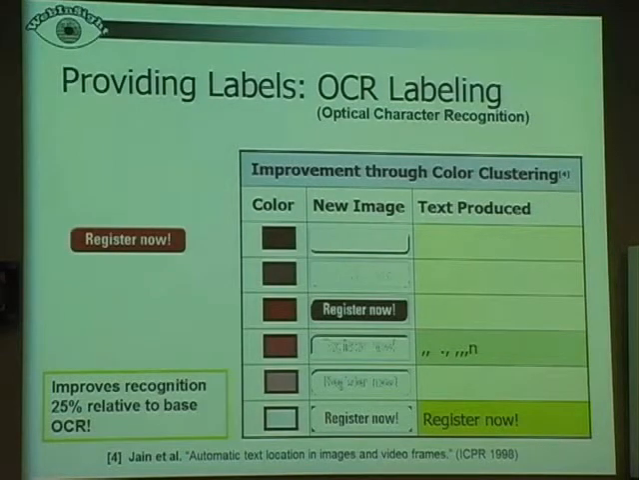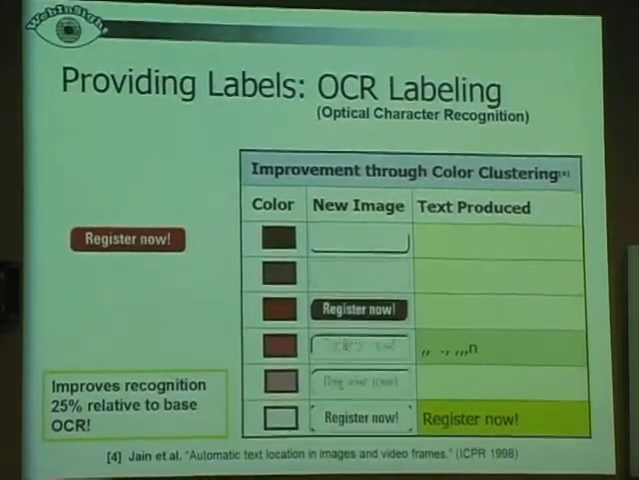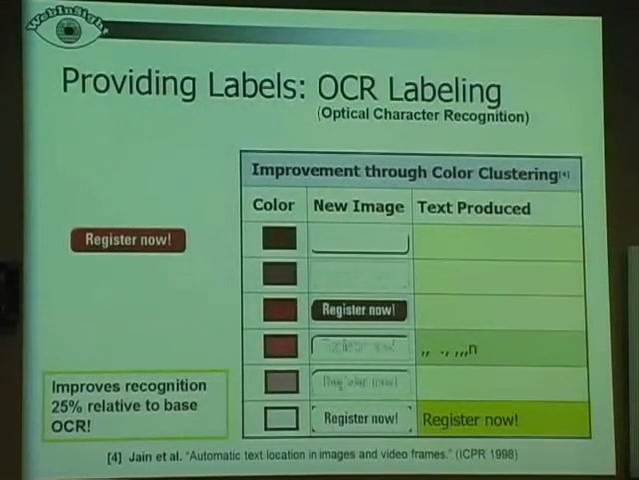I oversimplified this. We do color clustering, and with the color clustering, we try to reduce the number of colors. We don't look at all the colors, but we do some quantization to get a smaller number of colors, maybe 20 colors or 15 colors, and then do this technique. And that seemed to work fairly well.